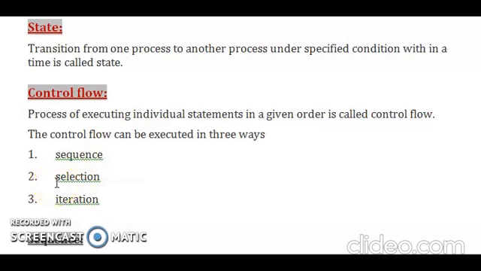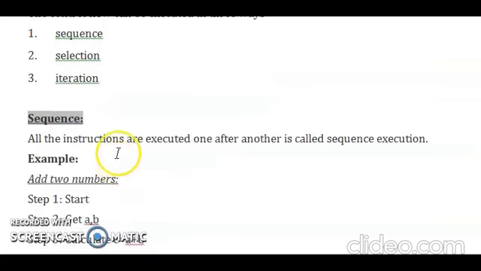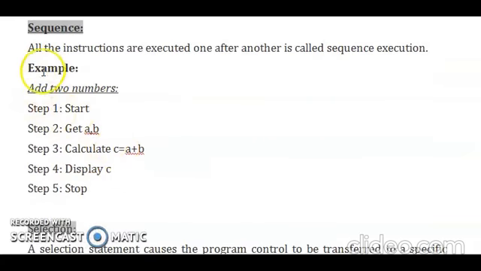The second one is the selection. At a particular point of time, we may ignore some statements or instructions or select some instructions. The third one is iteration, that is a repetition of some steps. This is an example of a sequence of instructions. From step 1 to step 5, all the instructions are executed one by one.